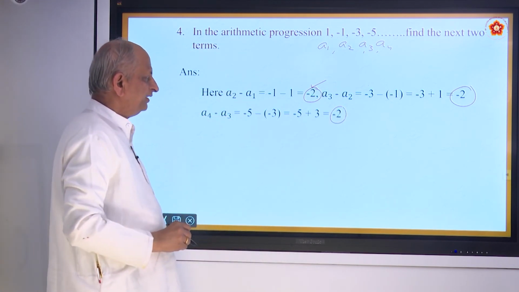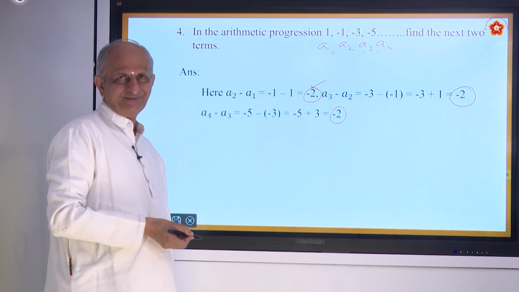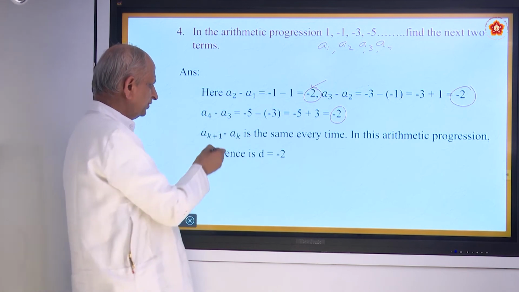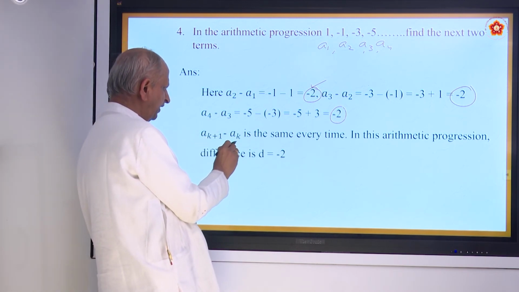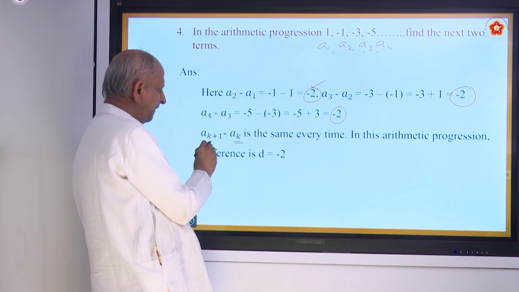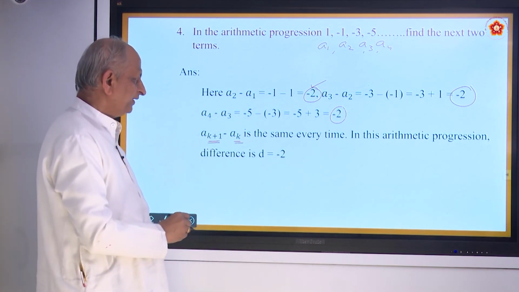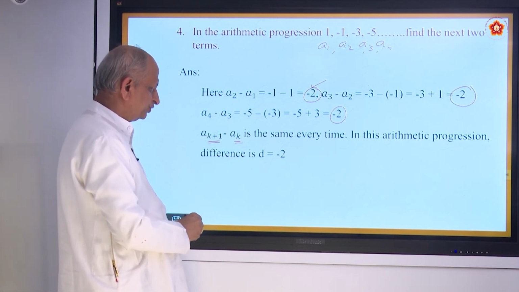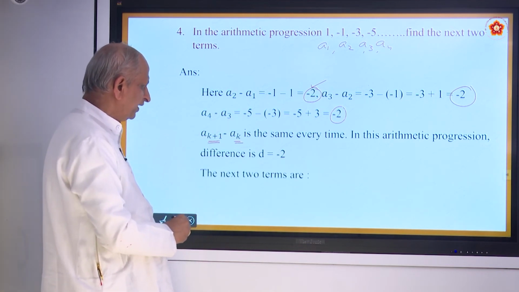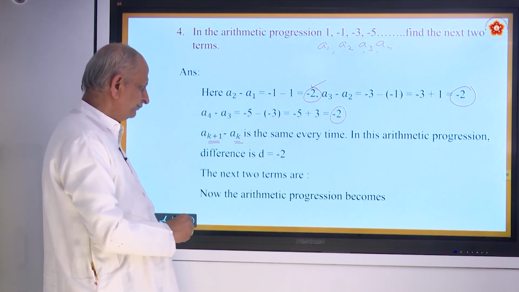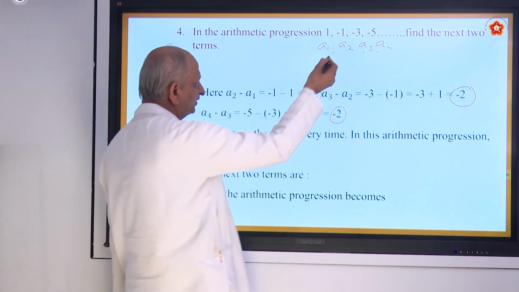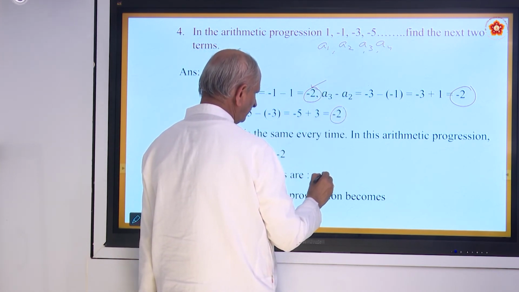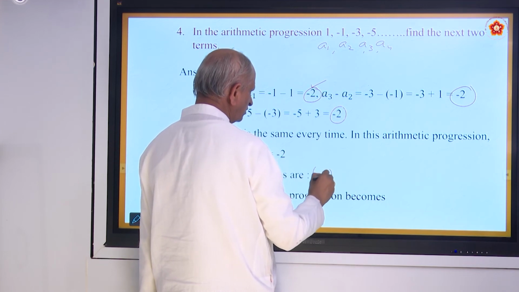So now they are asking what will be the next term. Can you guess? Minus 5 is given. So suppose you have a general term called k, the previous term is k plus 1 every time. So in this arithmetic progression the difference is minus 2, and therefore the next terms are, so the next term here, minus 5 is there, it will be minus 5, then what shall I write?